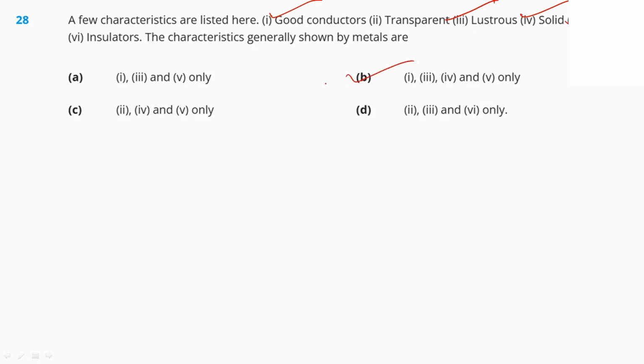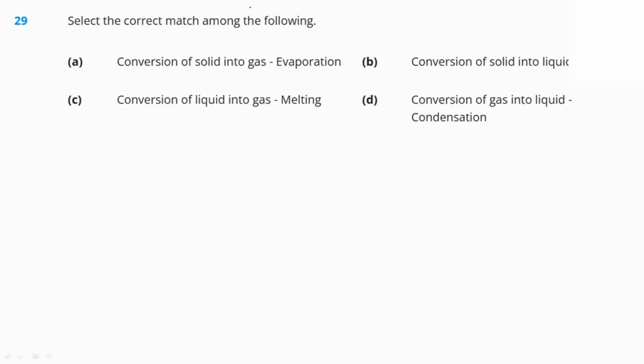Next question. Select the correct match among the following. So conversion of solid to gas is evaporation. No, this is incorrect. Conversion of solid to liquid is freezing. No, it is called melting. Conversion of liquid to gas is melting. This is also incorrect. It is evaporation. And conversion of gas to liquid is condensation. This is correct. So option number D is our right answer.